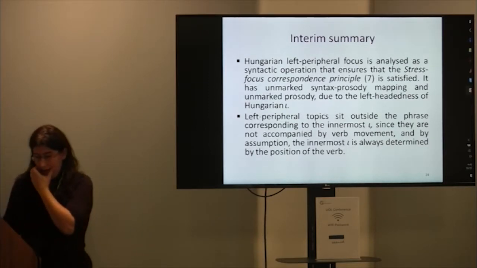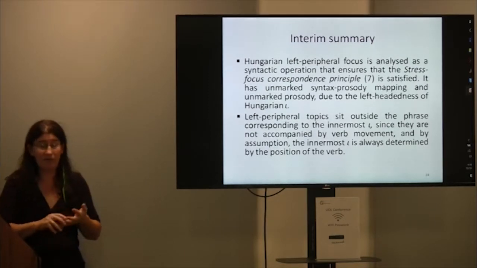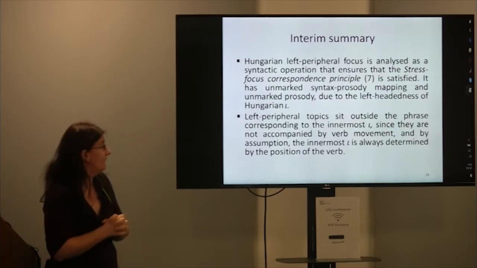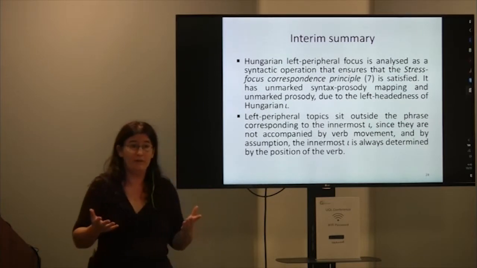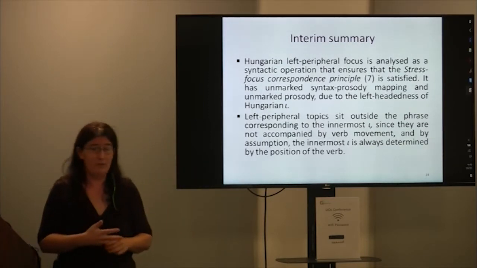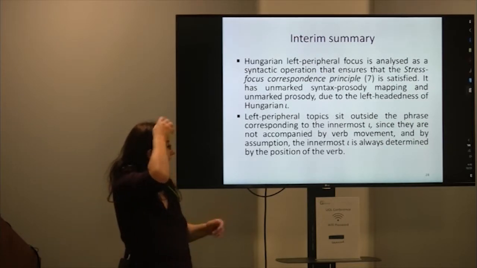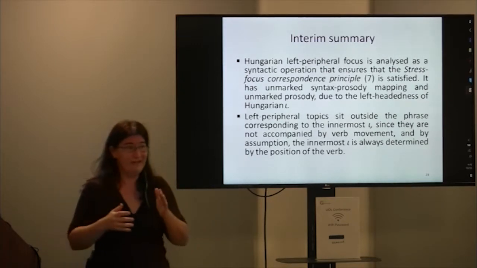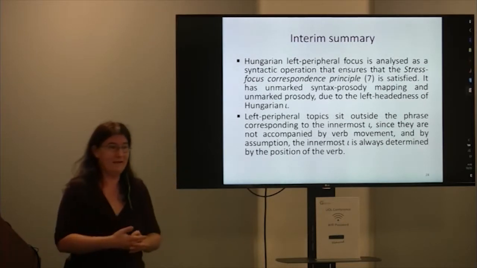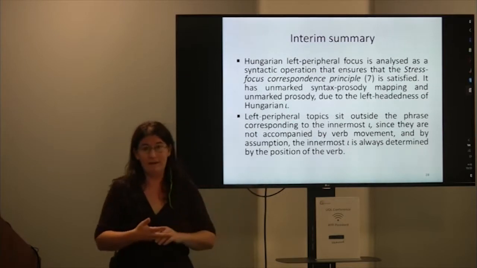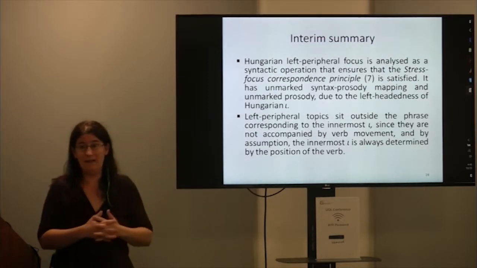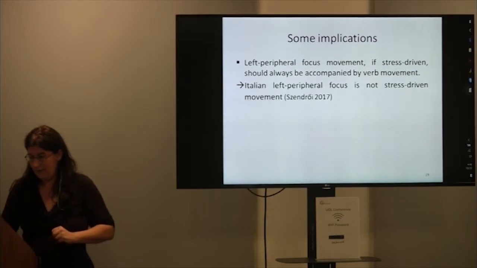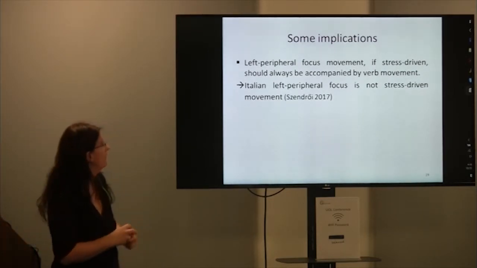Okay. Now, when it comes to topics, what we predict is that these left peripheral topics sit outside the innermost intonational phrase, and therefore, because they are not accompanied by verb movement, okay, so this is not an accident, it actually falls out of the system. And by assumption, it's the verb that tells you where that boundary is, okay? So that assumption actually gives you the fact that because the topic is not accompanied by verb movement, it will fall outside. And that's the right result, right? So topics never get main accent. They can have phrasal accents, but they never get the main accent. Okay. Now, there are some implications which I want to go into a little bit.